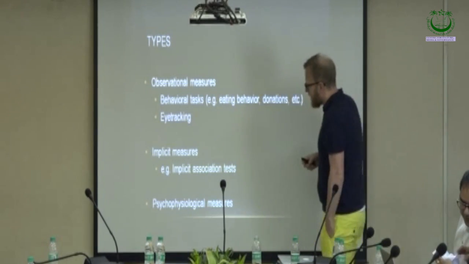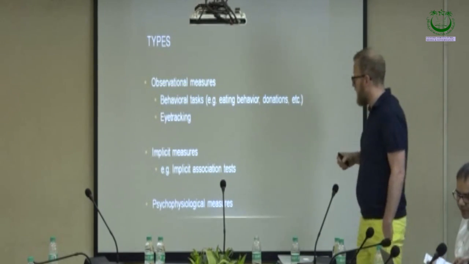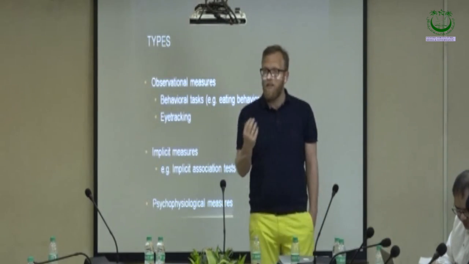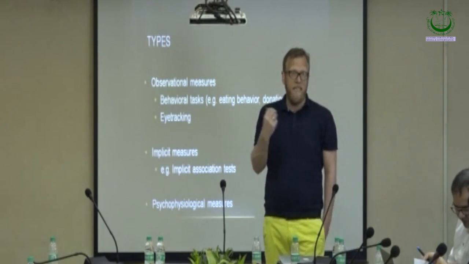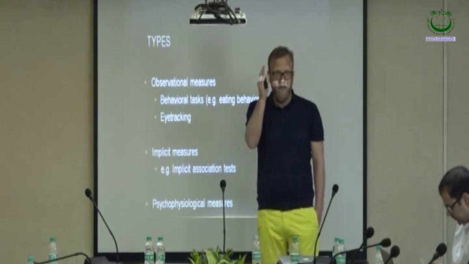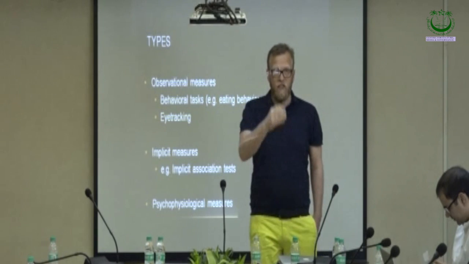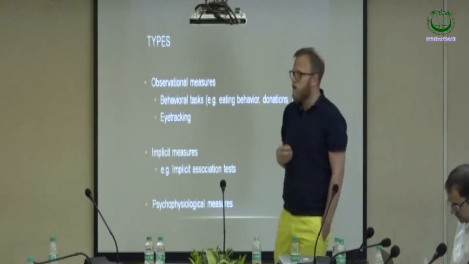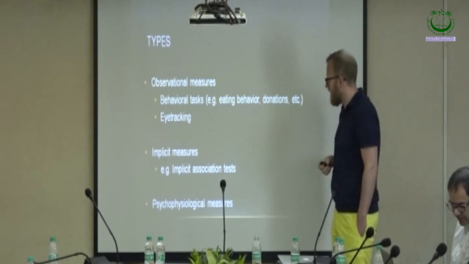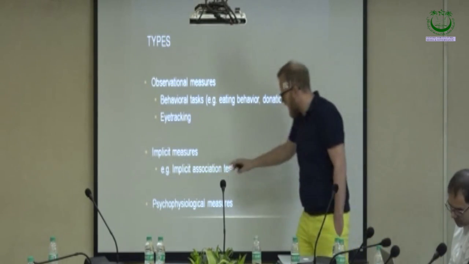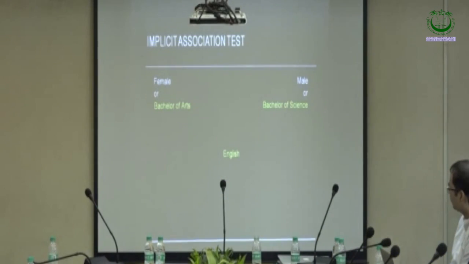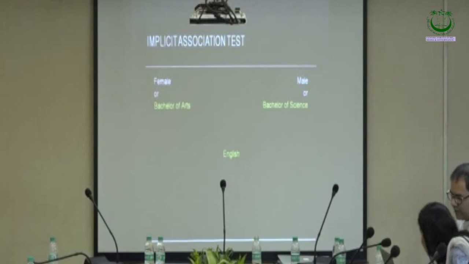Implicit measures. And here I want to show you the implicit association test in a second. So there are certain tests being developed that try to get at implicit reactions of people or implicit attitudes of people. So tests that don't require you to actually give an answer on a question in a questionnaire, but require you to do a certain task, and thereby we try to assess your implicit attitudes. And there are psychophysiological methods, which we get to in a second as well. I'm running a bit back and forth today.